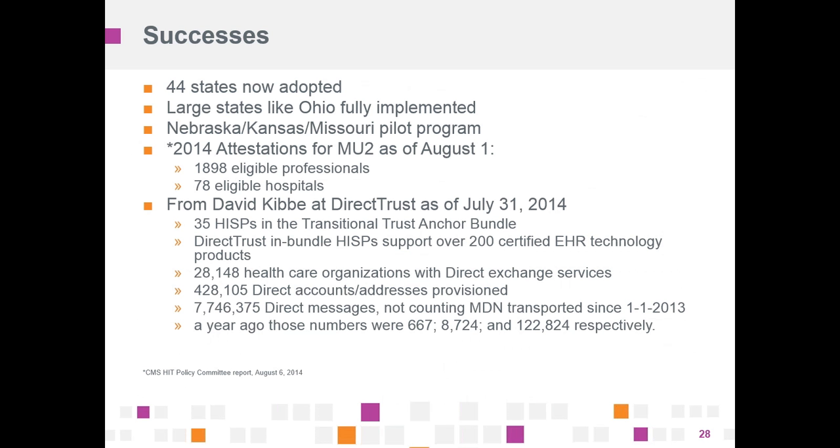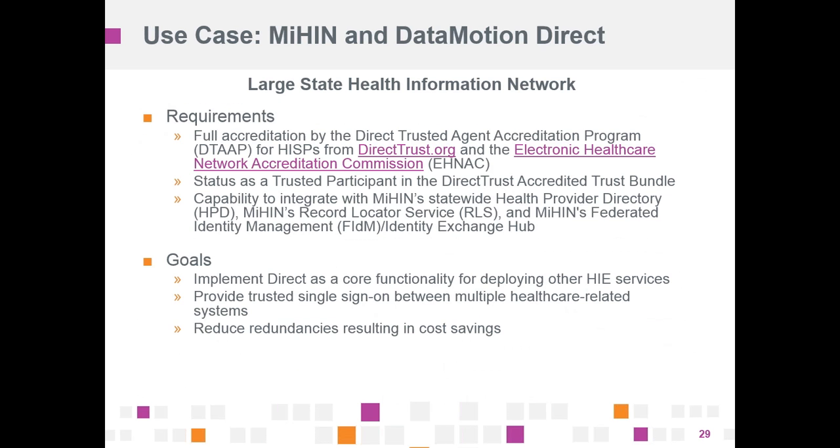I thought I would take a minute and talk about a couple of the hospital use cases that we've seen and the successes around them. The first use case to talk about is a health information network that needed to use Direct, not just for communication, but as a way of integrating all of the features of this particular HIN. By leveraging Direct, their built-in health provider directory, the record locator service, and their identity management tool, they've used Direct to reduce redundancies and provide a single sign-on capability across a number of different solutions within the HIN. Direct has become their fundamental communication tool across the entire network.